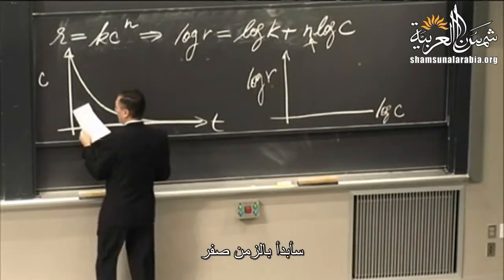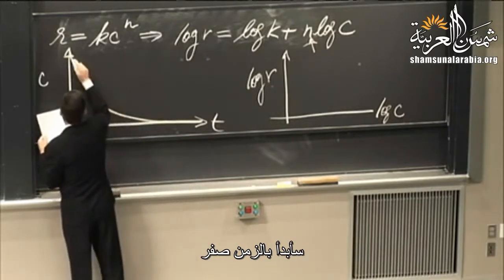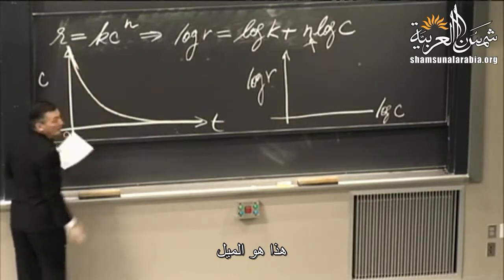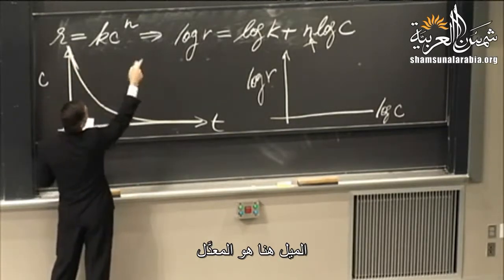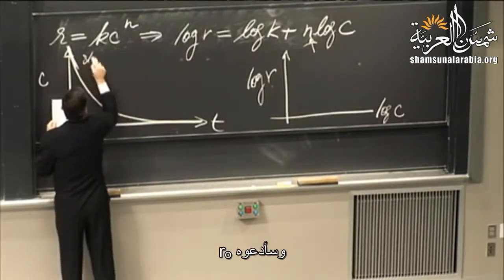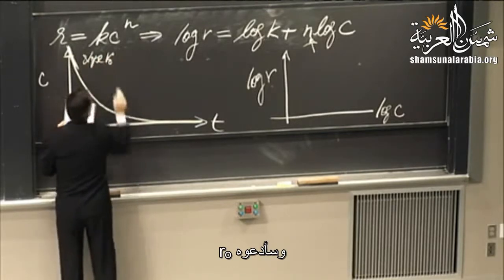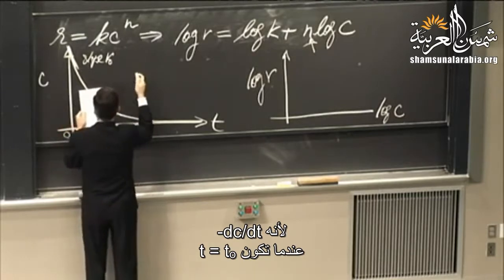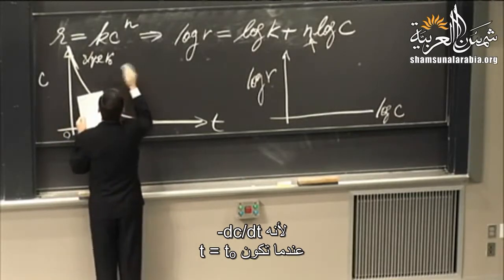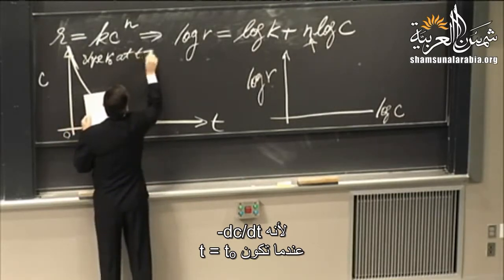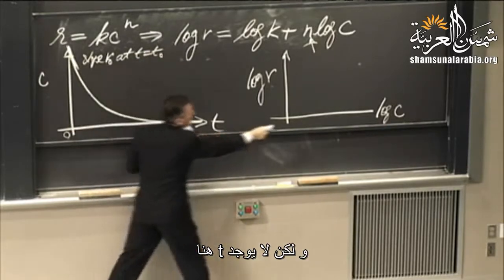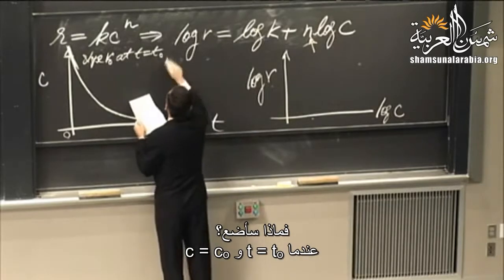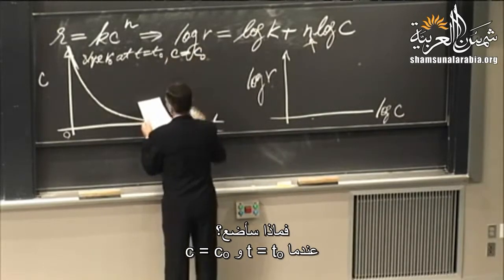So here we are, and I can start here at time 0, this is time 0, that's the slope, right? The slope here is the rate. So slope, I'm going to call it r naught, because that's the time at 0. It's minus dc by dt. R naught at t equals t naught. But there's no t on here. So what am I going to put? It's when t equals t naught and C equals C naught.